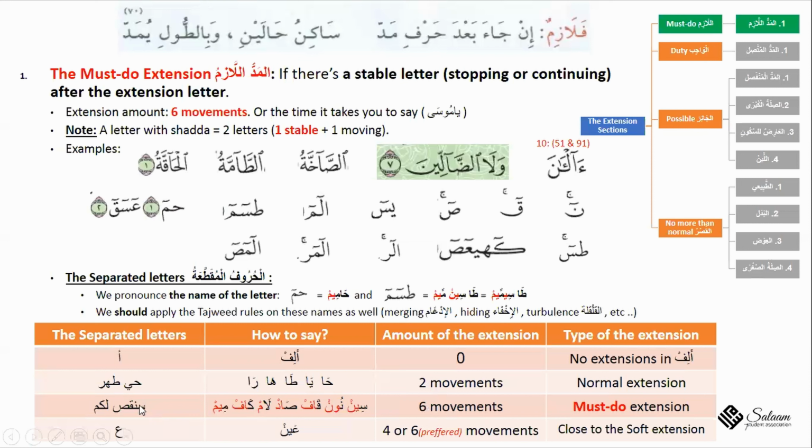That's why in these seven letters, you will have this sign. This sign is the extension sign. That means that's more than normal. So Saad, you will find this. Why? Because Saad is here. Saad, Alif, Dal, then Saad. This is an extension letter, then Dal. This means that this is a must do extension. Then you need to do six movements here.